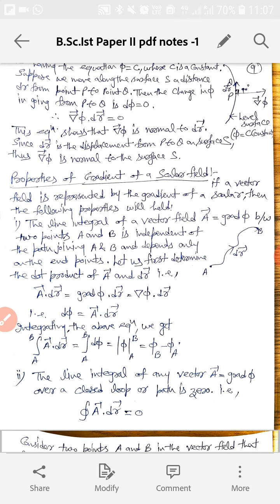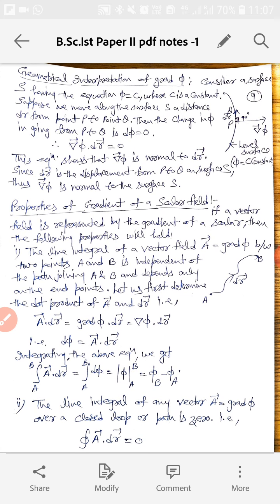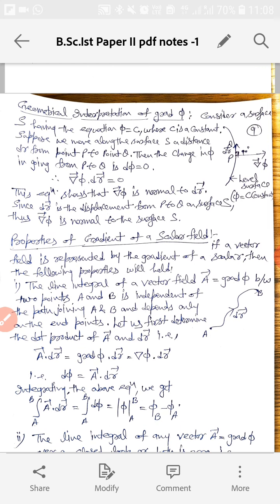And whenever the dot product of two vectors is 0, that means both the vectors are perpendicular to each other. That means the gradient of phi is normal to the displacement vector. Since dr is the displacement from P to Q along the surface S, the gradient of phi is normal to the surface S. As shown in the figure, dr is in this direction and gradient of phi will be in this direction, and the angle between them is 90 degrees.